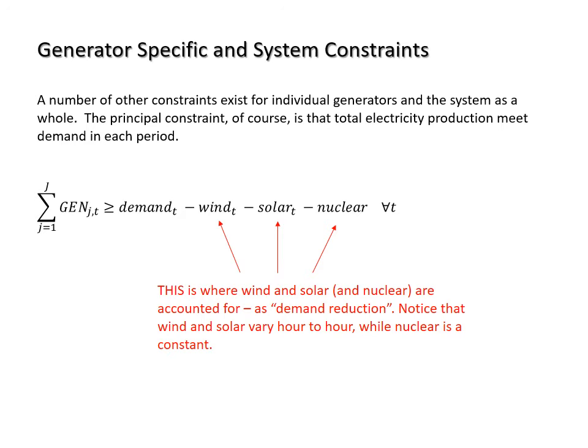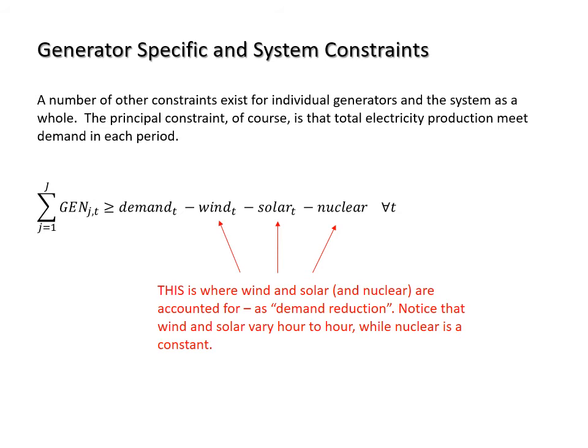So lots of other constraints exist here. The primary one, of course, is meeting electricity demand. We haven't really talked about that. That's sort of been implicit in how we set this problem up. But of course, we want the cumulative sum of all the X's for all the different generators in our portfolio. So remember, the gen variable for each individual generator is equal to the sum of all the X's.